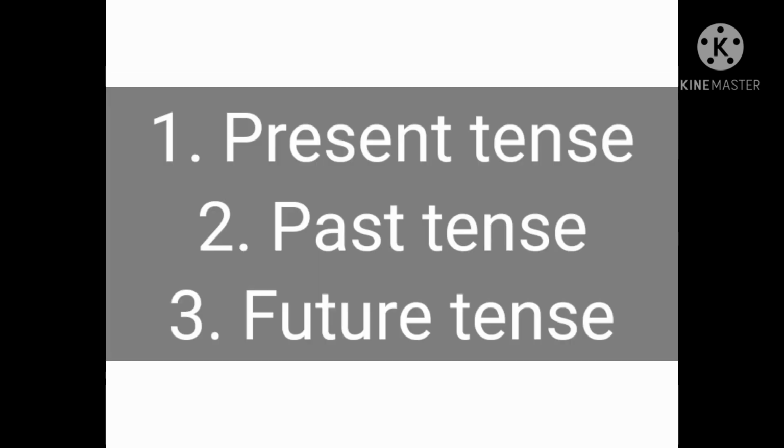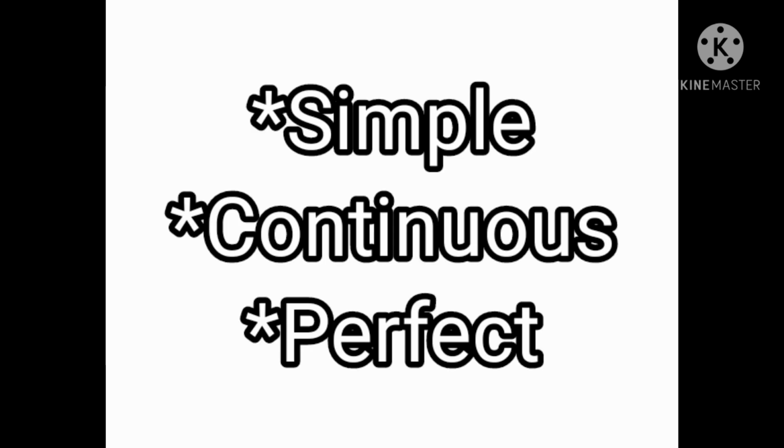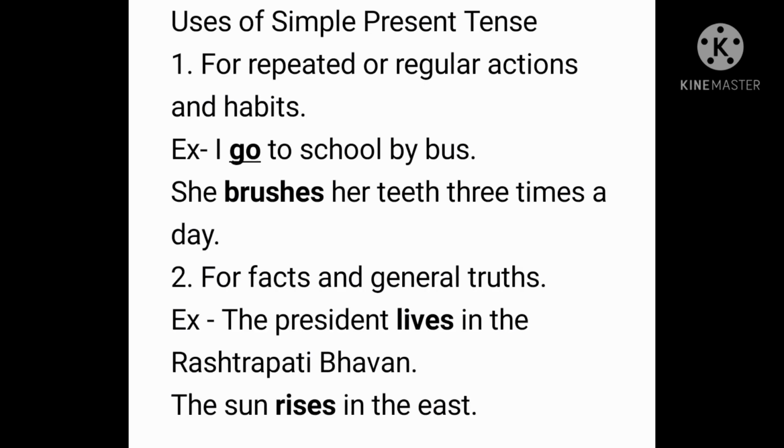In the previous classes, we have already learned that there are three tenses: the present tense, past tense and future tense, right? And each of them is further divided into three parts: simple, continuous and perfect. So in today's video, let's try to understand the uses and structure of simple and continuous tenses. Let's begin with simple tenses and simple present tense.